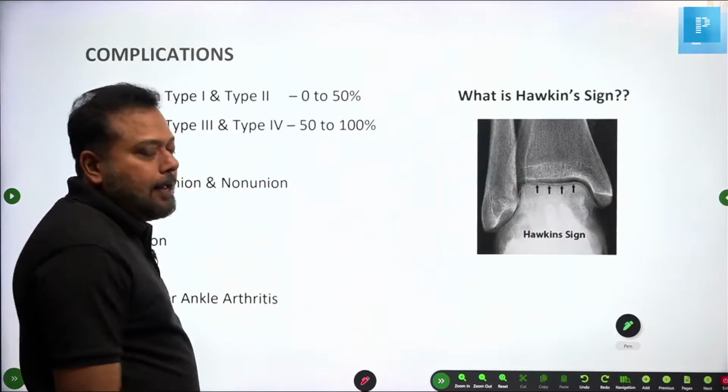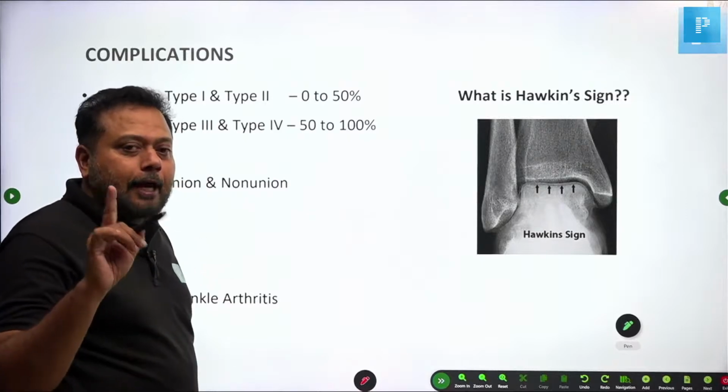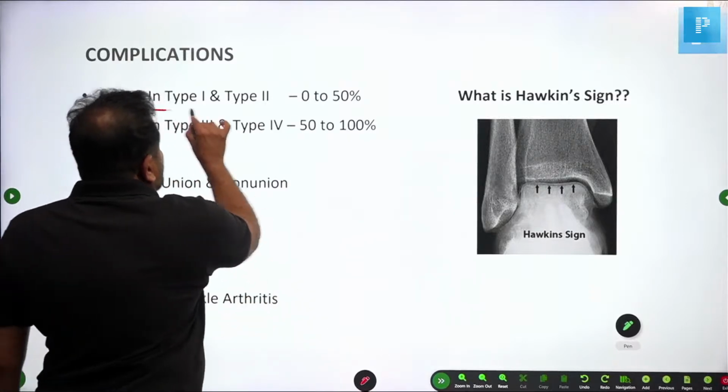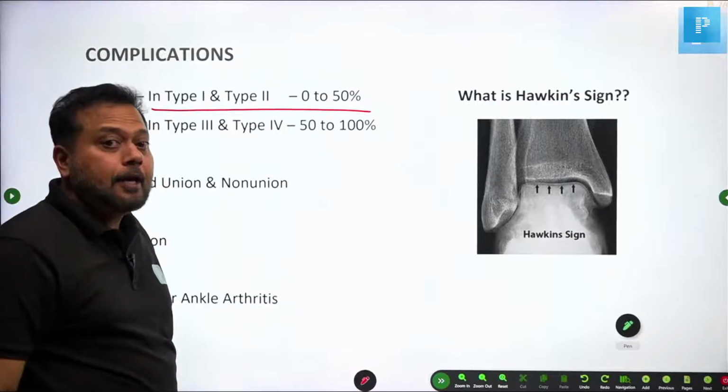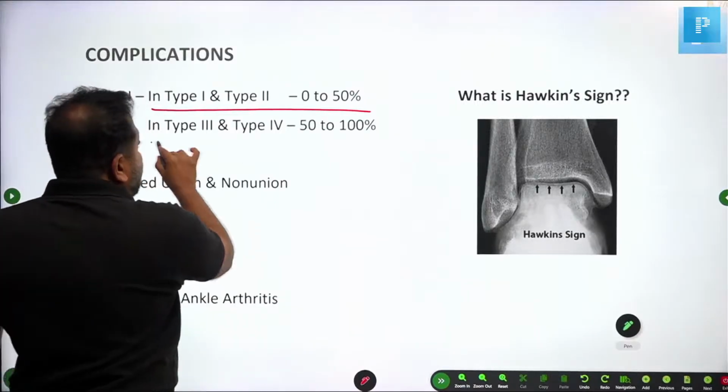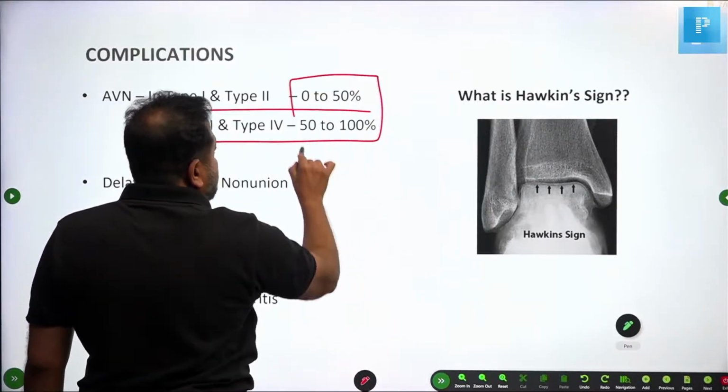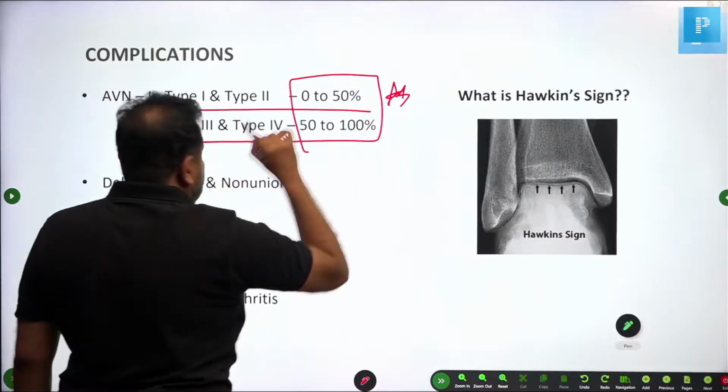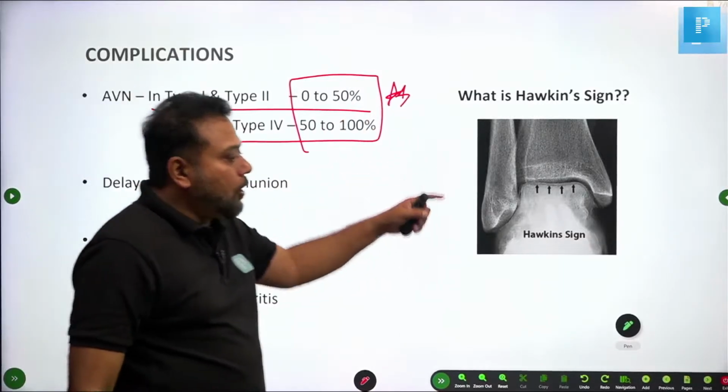Now you see the main complication. In type 1 and type 2, avascular necrosis is only up to 50%. Type 3, type 4, the chance of AVN is 100%. Okay. And what is this Hawkins sign?